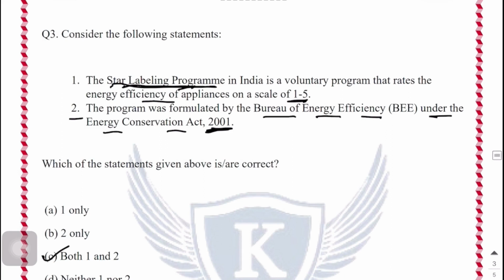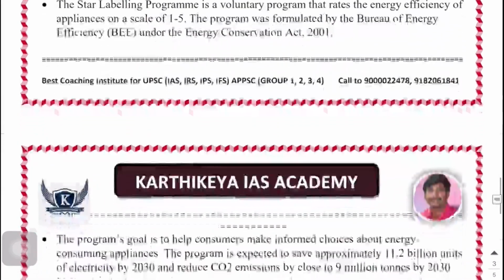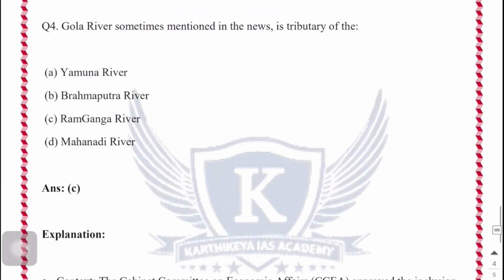In this question, both statements 1 and 2 regarding the star labeling program are correct, and this program is used to help the consumer make informed choices about energy consuming appliances, and the program is expected to save approximately 11.2 billion units of electricity by 2030, and it also reduces CO2 emissions by close to 9 million tonnes by 2030, right? So this is all about the third question and the star labeling program. Let's go with the fourth question.